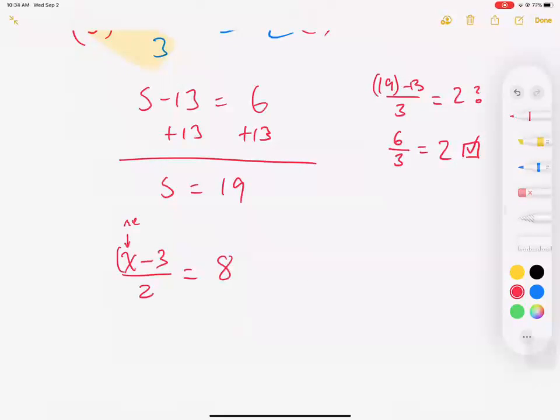I am closer to the 3 because I'll calculate the 3 first, and the 2 is farthest away. So to solve this problem, we want to get rid of what's farthest away, and what's farthest away is the 2. So you guys have to practice that. Make sure you get that straight in your brain. If I multiply 2 to both sides, the fraction cancels out, and we're left with x minus 3 is equal to 16, and then we could plus 3 to both sides.